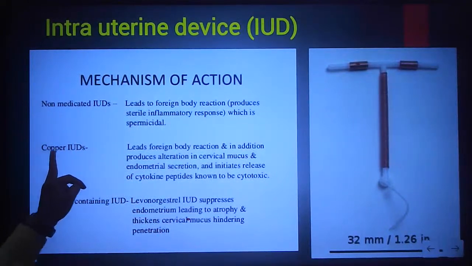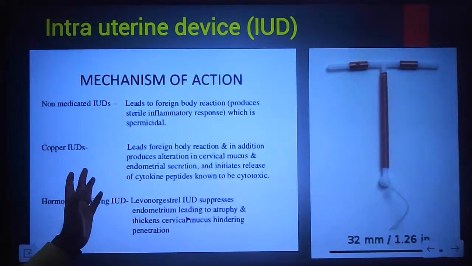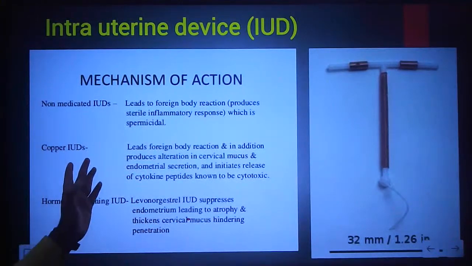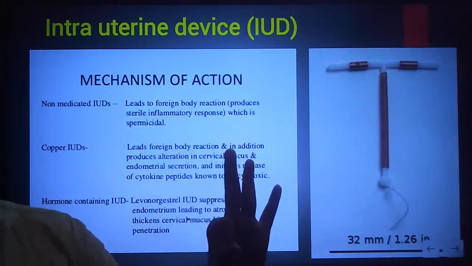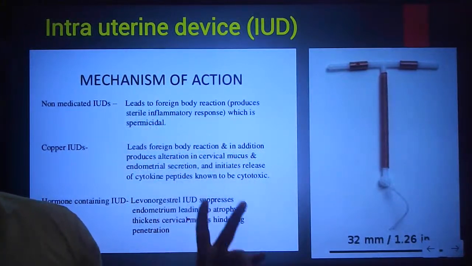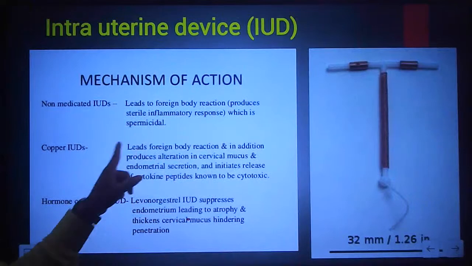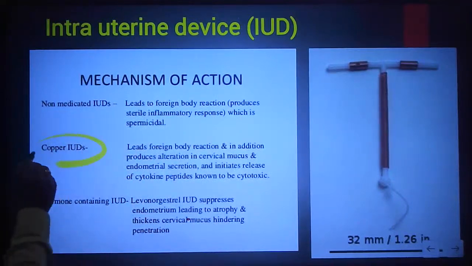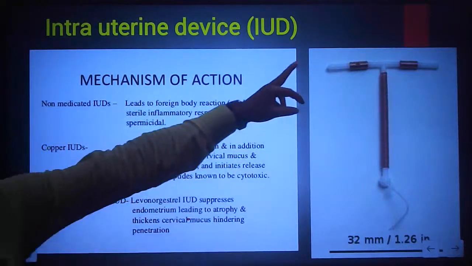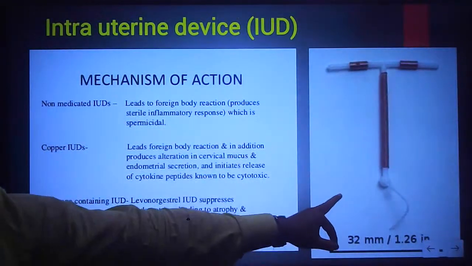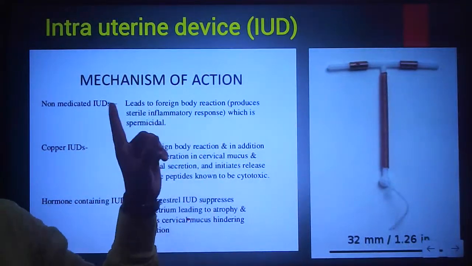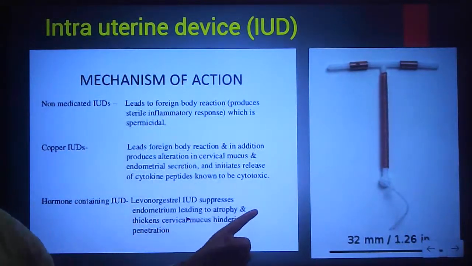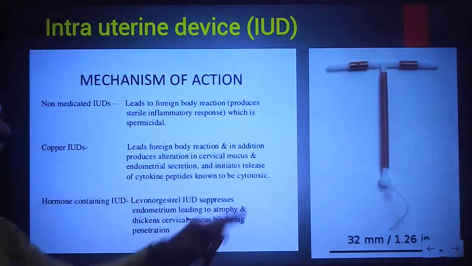Copper releasing IUD examples: Copper T, CuT, Copper 7, CU7, and Multiload 375. These three are examples for copper releasing IUDs. Guys, this is very important. The picture that I've given here is a Copper T. This consists of copper ions, which will be acting against it.